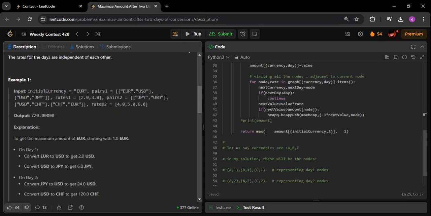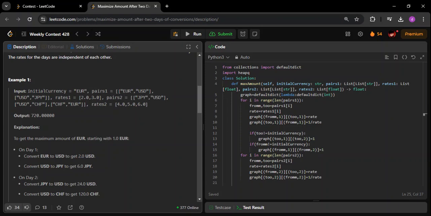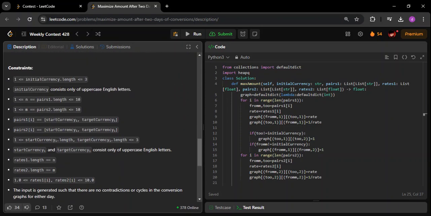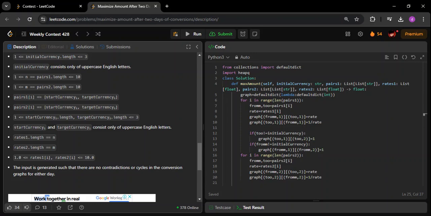So the algorithm that I will be using, see here, obviously none of the edges are going to have negative weight. And one more thing that is important here, which they have mentioned, is there will not be any cycles.